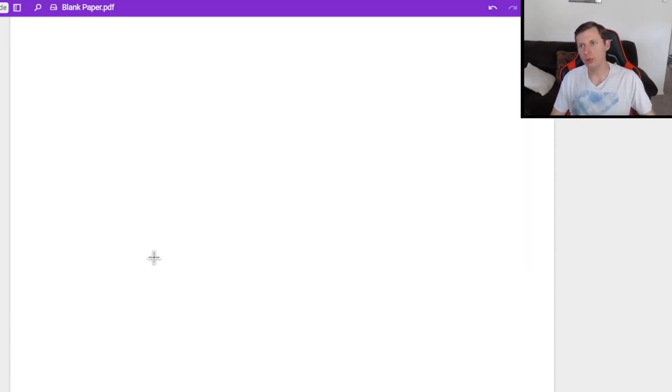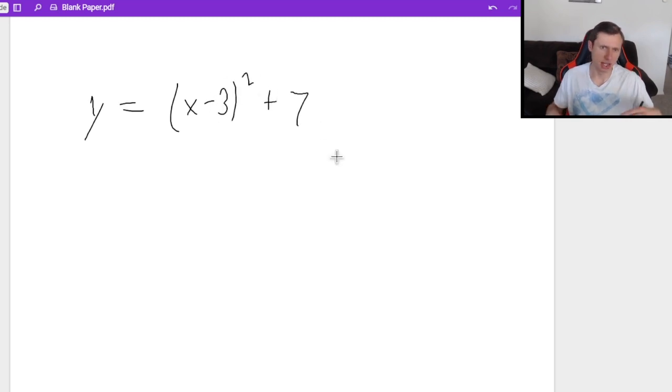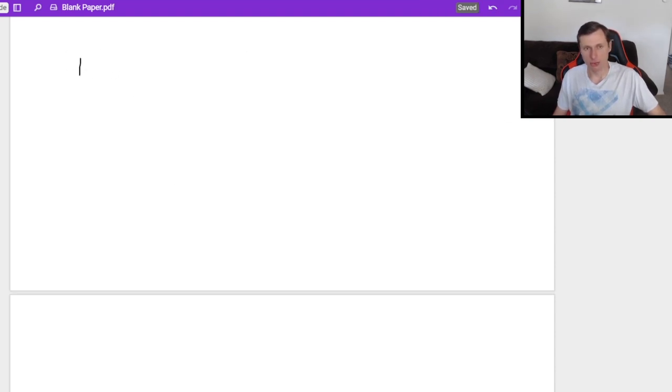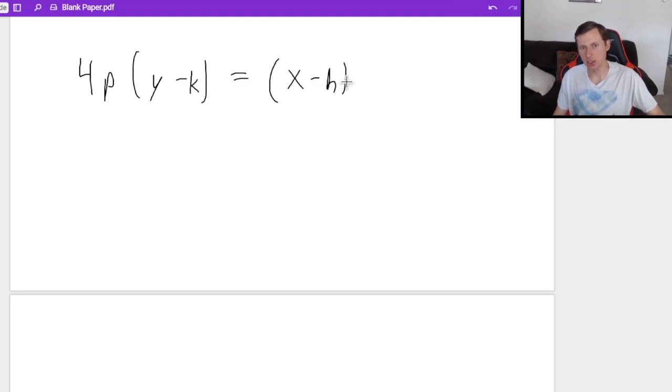So first, you know that a parabola from like Algebra 1 or even Algebra 2 looks like this: y equals (x minus 3) squared plus 7. You know what a parabola generally looks like, but we're not necessarily talking about these kinds of parabolas when we talk about conic sections. We want to get it in the formula 4p times (y minus k) equals (x minus h) squared. Yeah, not what you were thinking, was it?